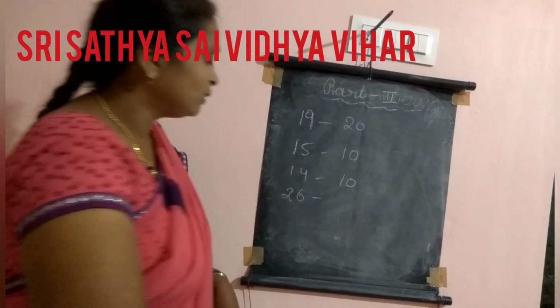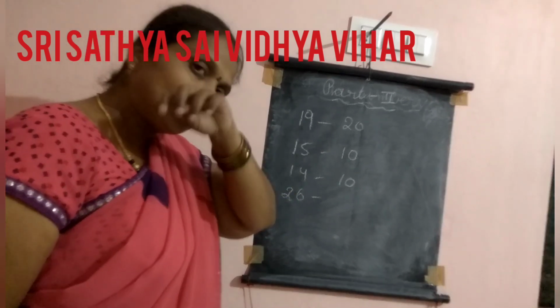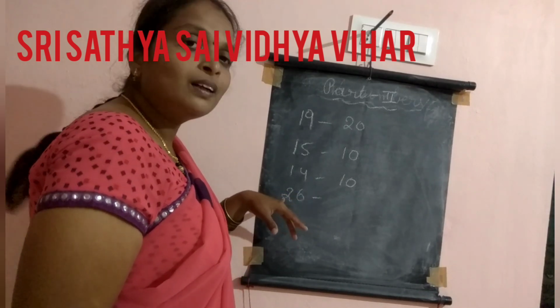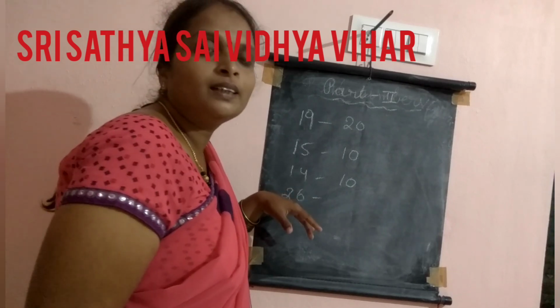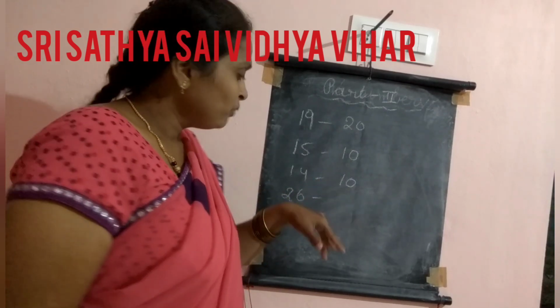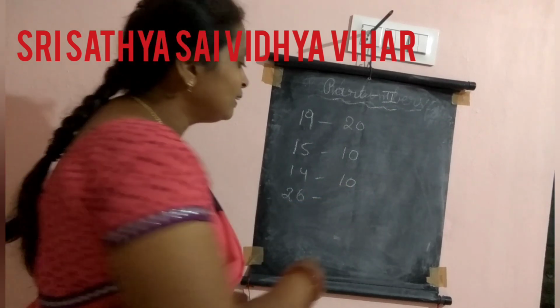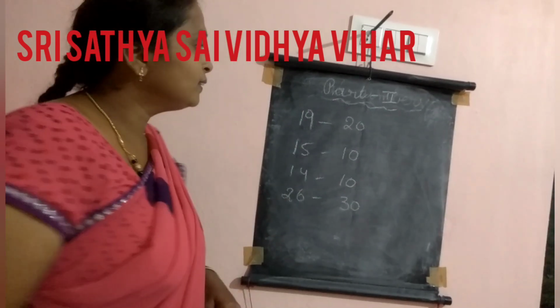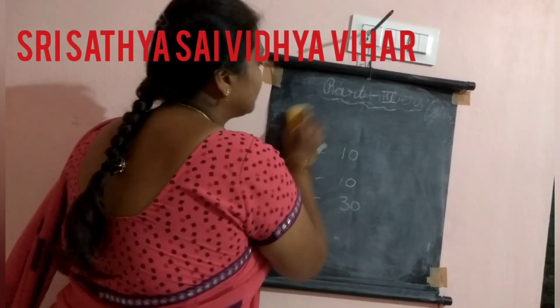Once again observe 26. What is the nearest tens of 26? Here the ones place is more than 5, so the nearest tens is 30. Okay, this is nearest to tens. Next, nearest to hundreds.